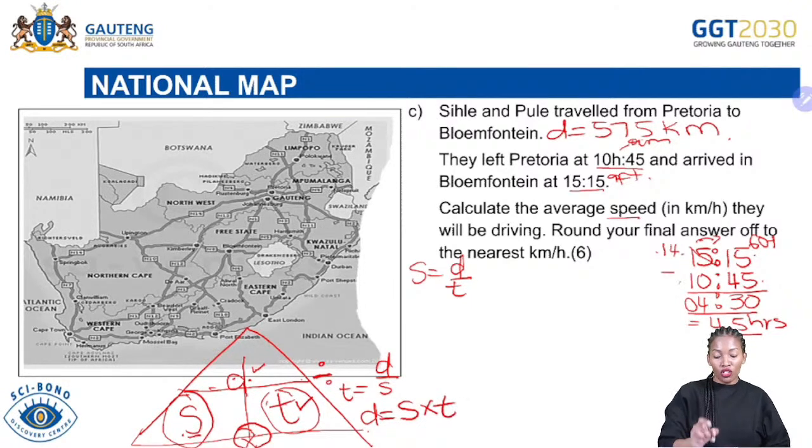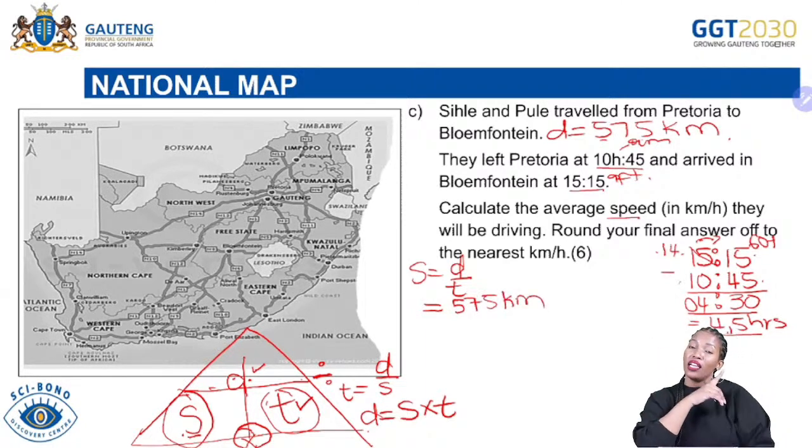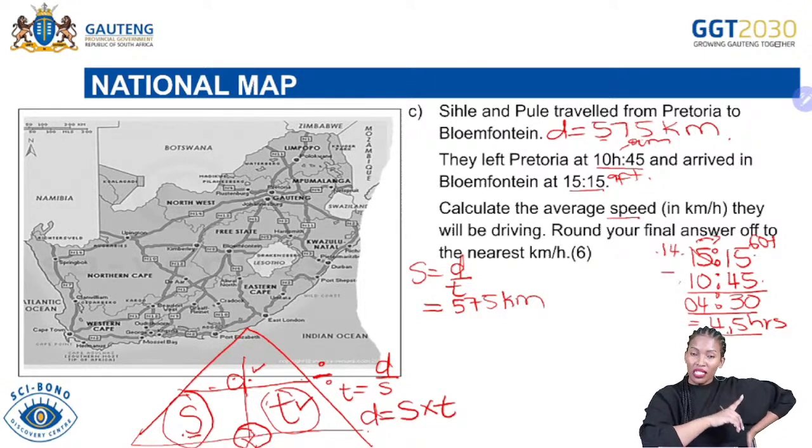So make sure that you know this triangle, because like this question, you will be asked to calculate without being given any formula. So what is our distance again, guys? It is 575 kilometers. We are using a single trip distance because we want to know the speed that this person will be traveling at.